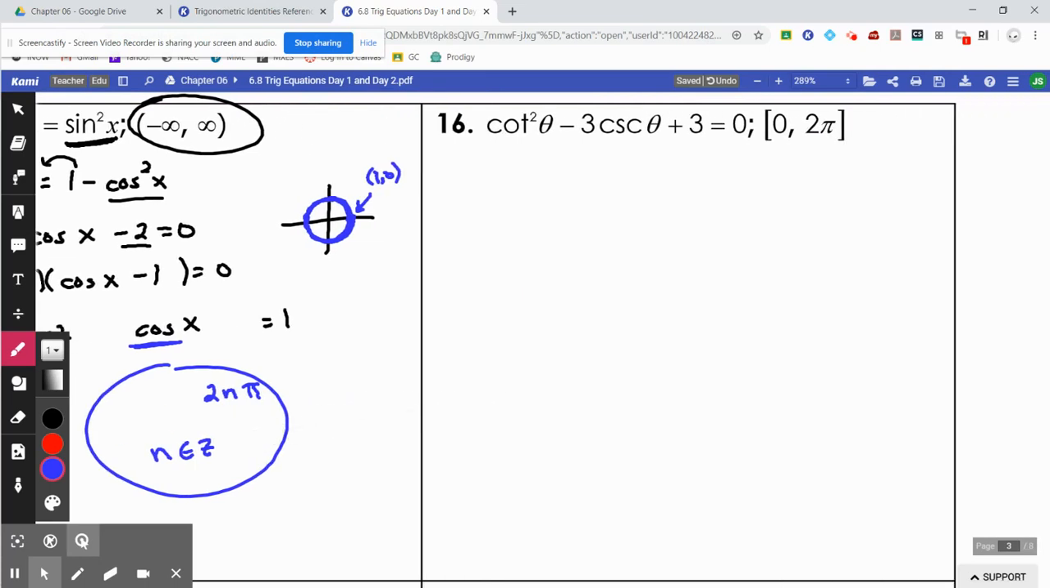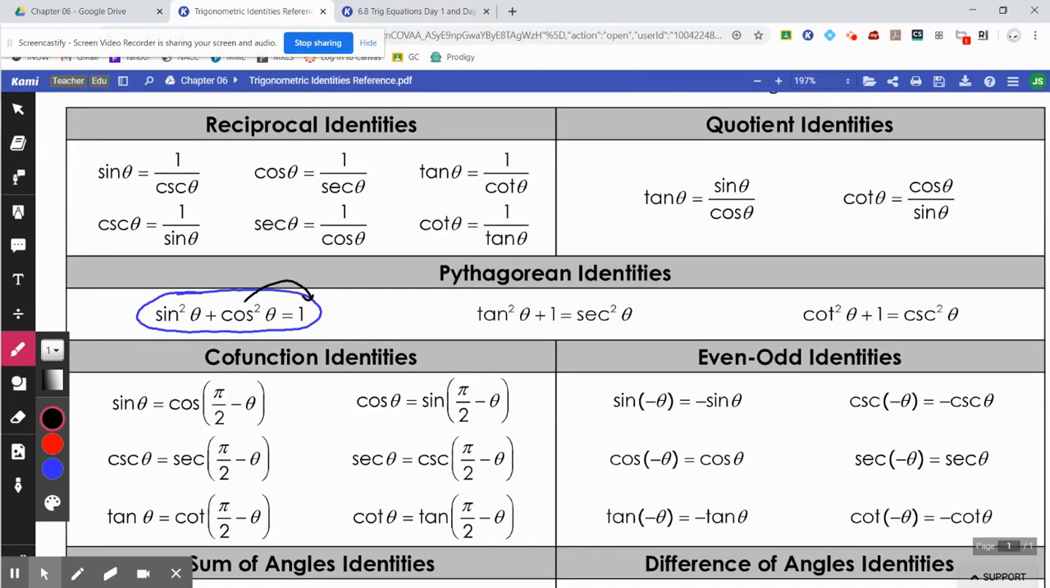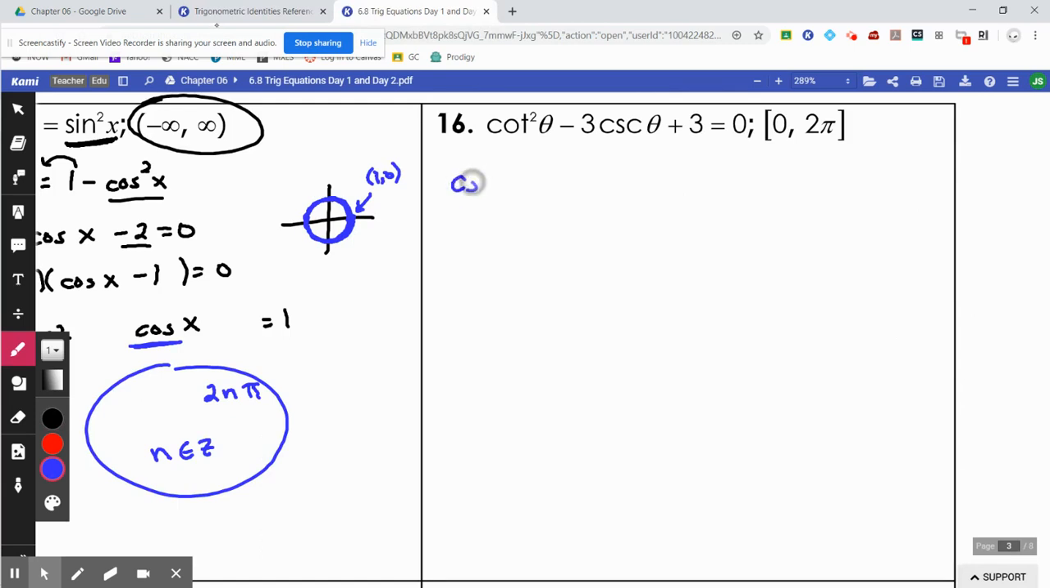Okay, number 16. We have cotangent squares mixed with cosecants. Is there any way to change cosecants to cotangents or cotangents to cosecants? Right here, again, that's another Pythagorean identity. So cotangent squared, moving the 1 over, we can replace cotangent squared with cosecant squared minus 1. So that's going to be cosecant squared theta minus 1, minus 3 cosecant theta plus 3 is equal to 0.